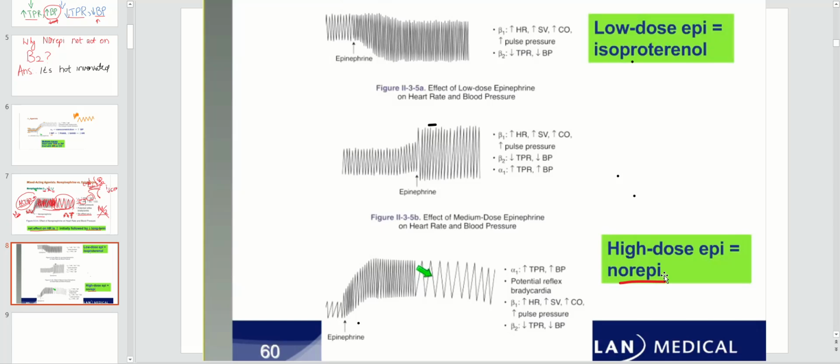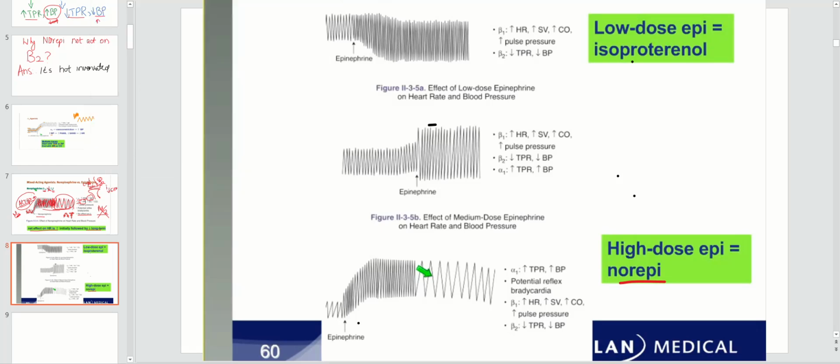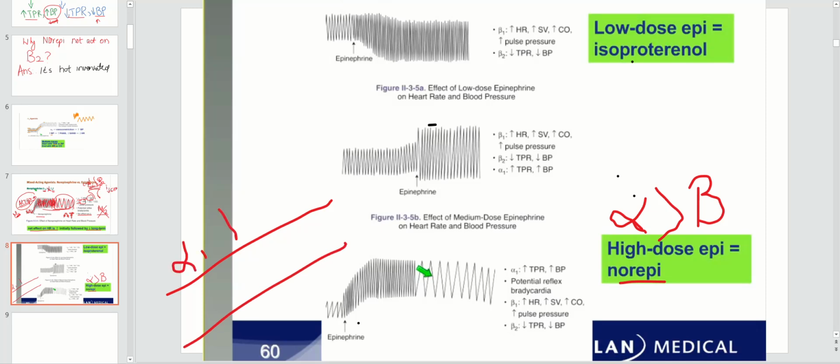First we will go with the high dose epinephrine. What is high dose epinephrine doing? High dose epinephrine has more alpha effect than beta effect. It has the beta effect, but the alpha effects are more pronounced. On the vessels you have alpha 1 and beta 2. High dose epinephrine stimulates the alpha 1 receptor. So it increases the total peripheral resistance and increases your blood pressure. So what will this tracing show? Your mean arterial pressure will go up, right?